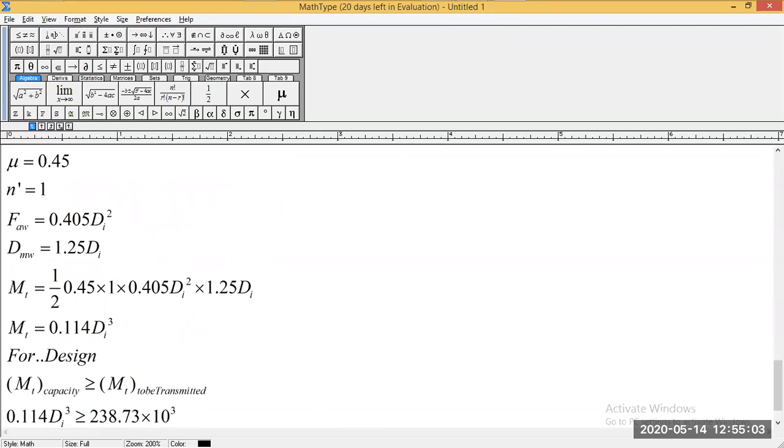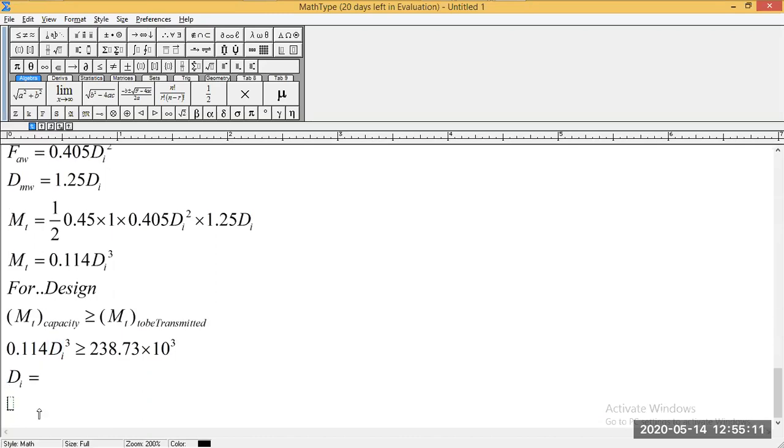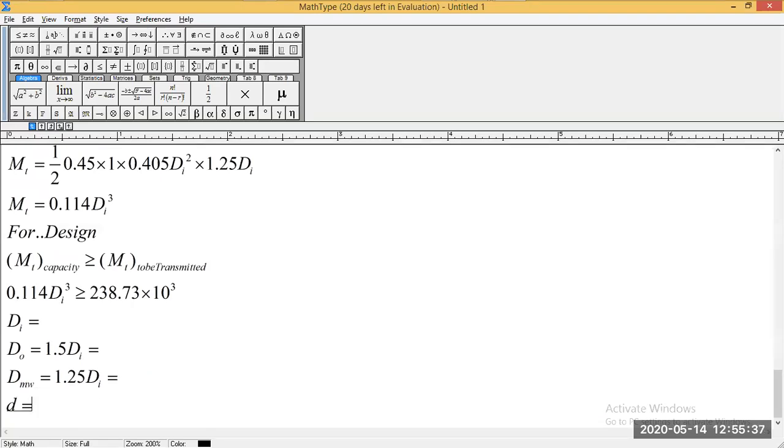Okay, so from this we will get the internal diameter. In turn, we will get the external diameter Do, which is 1.5 times di. Again, from this we will get the mean diameter, this DMW. DMW is 1.25 times di, and also the diameter of shaft. All these dimensions are required to find the final result.